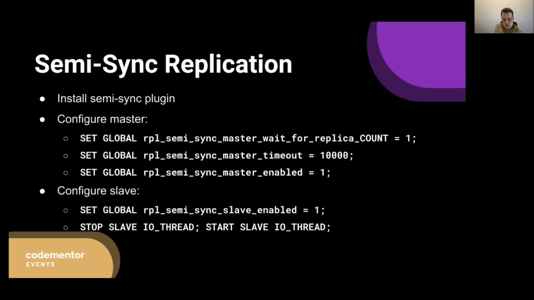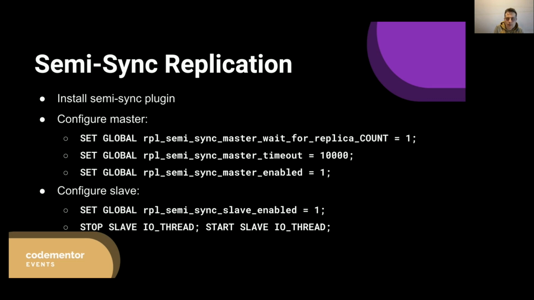For semi-sync replication, it's a little bit more interesting. First of all, you should install the semi-sync plugin. Probably it's installed by default and you will just use it. Then you should configure master and slave.